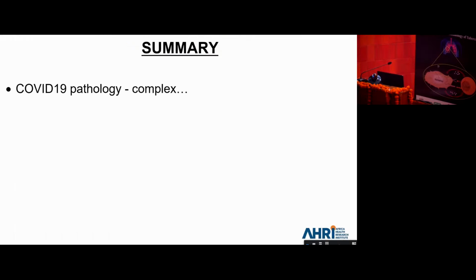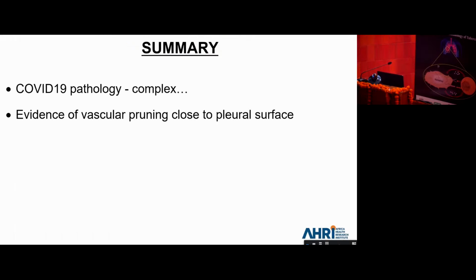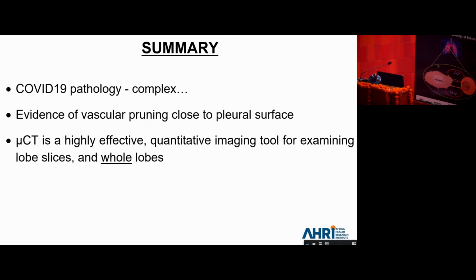Just to summarize this, COVID-19 pathology is complex. I'm not going to go too deep into that. There's evidence of vascular pruning close to the pleural surface, and micro-analysis CT is really effective in examining whole lung lobes. And there's the potential of a 3D atlas of COVID-19 lung.